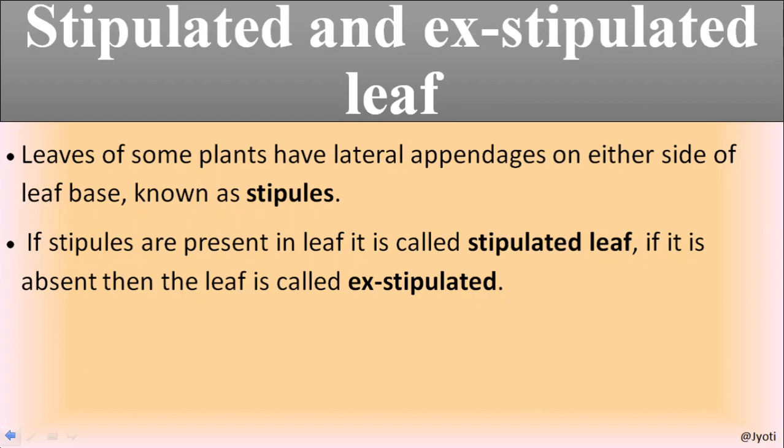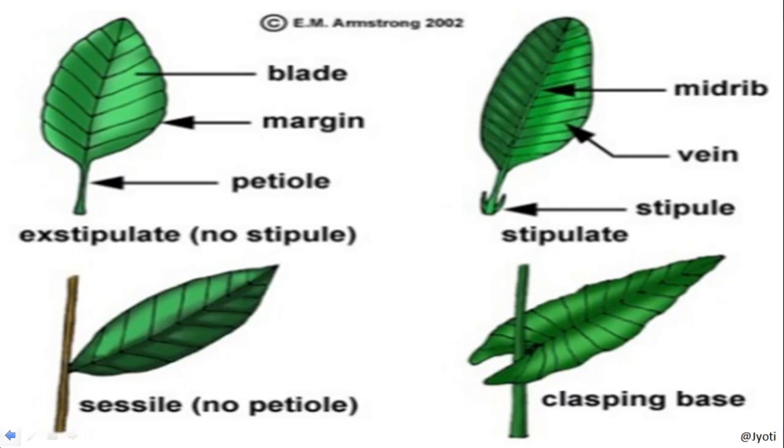Now we will discuss what is stipulated and exstipulated leaf. The leaves of some plants have lateral appendages on either side of the leaf base known as stipule. So if these appendages are present, then that is called stipulated leaf. And if stipule is absent, then that is called exstipulated leaves. So children, these terms are very important. It comes as a 1 mark question.